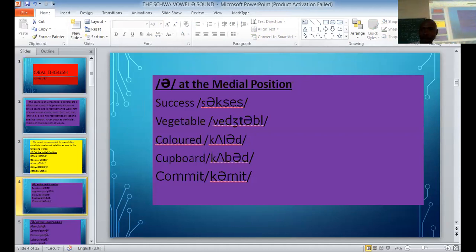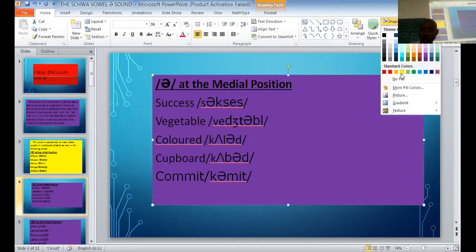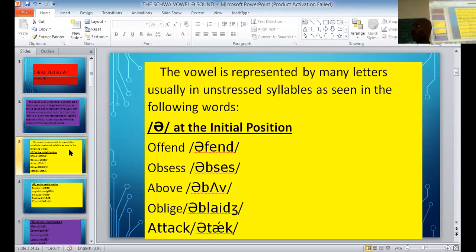Hold on, please. I don't like that. Okay, please. Let's do this way. Just copy the symbol as the initial position, the words, and their transcription. Please, 2 minutes. Do that quickly, 2 minutes. Write the schwa sound at the initial position, then the words and transcriptions.